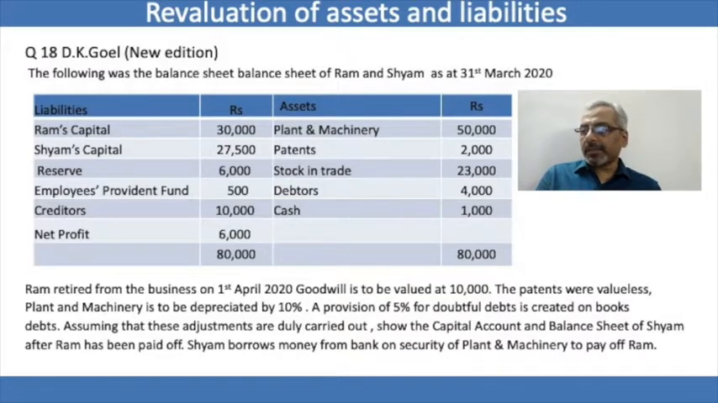So therefore, their reserves and net profit are internal adjustments which has to be done, which I will do. Next, we have the assets, and we have the plant and machinery 50,000, patent 2,000, stock in trade 23,000, debtors 4,000, cash 1,000, and total of both the sides is 80,000.